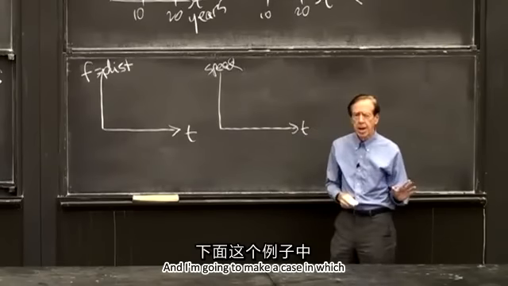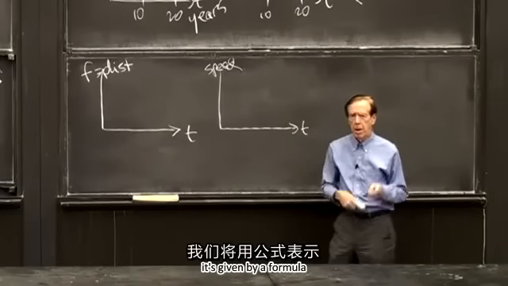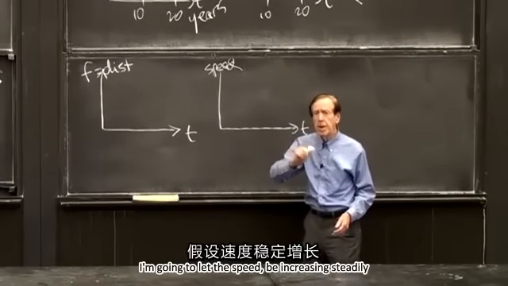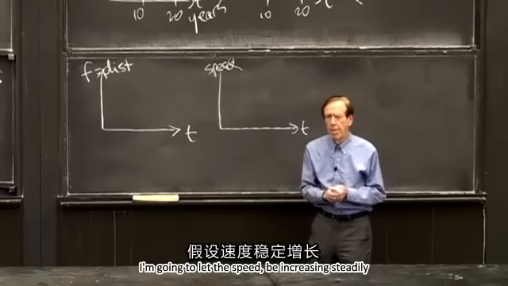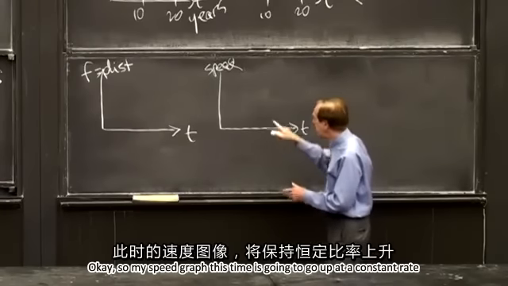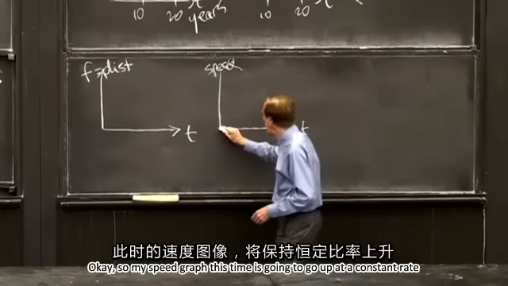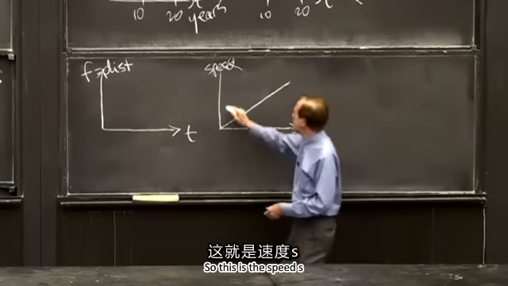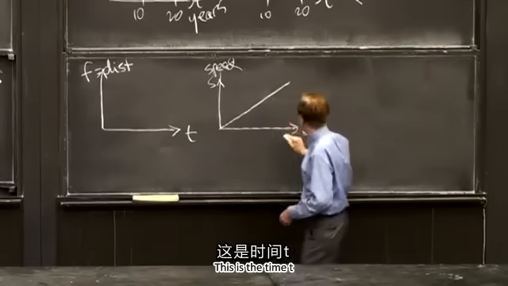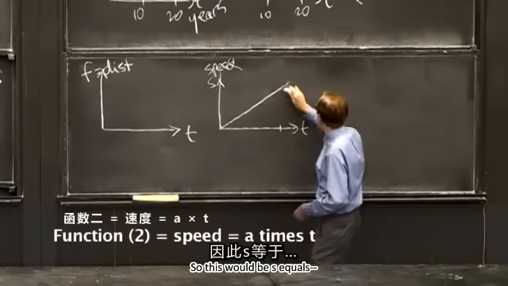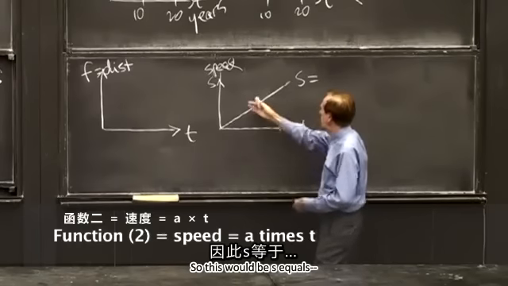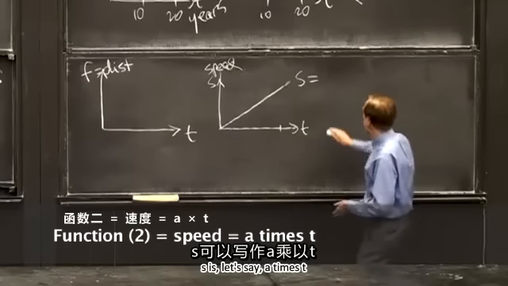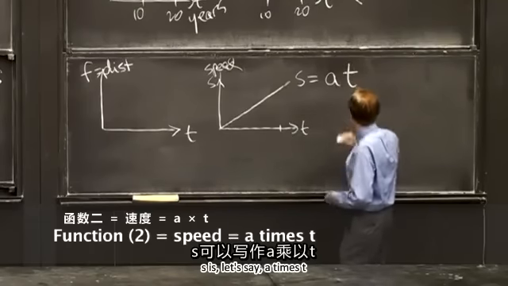And I'm going to take a case in which it's given by a formula. I'm going to let the speed be increasing steadily. So my speed graph this time is going to go up at a constant rate. This is the speed s. This is the time t. So s is proportional to t. That's where you get a straight line. S is, let's say, a times t.